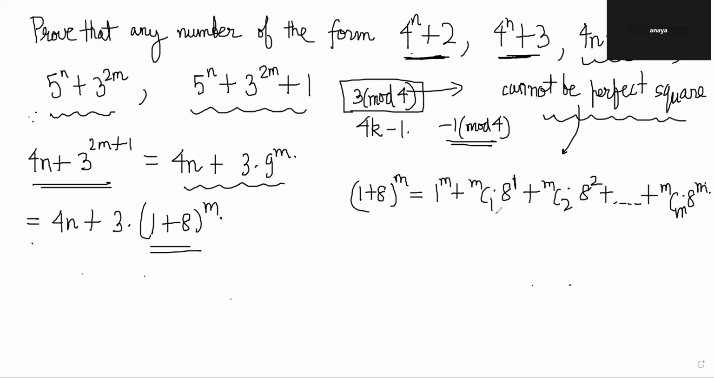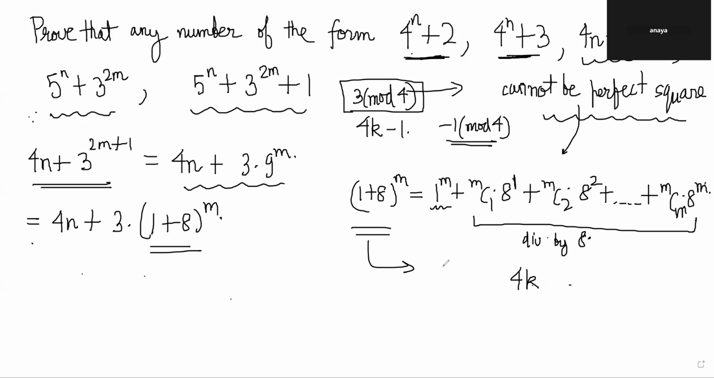The powers of 8 are rising, the powers of 1 are diminishing, but powers of 1 I'm not even writing because it is always 1. You can easily see here, all of these terms have at least divisibility by 8. So obviously they are divisible by 4. So this number is of the form 4k plus 1.